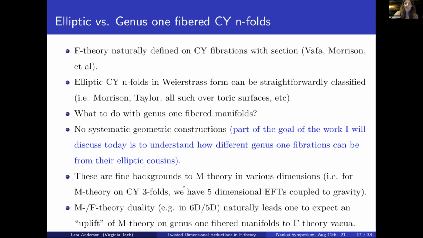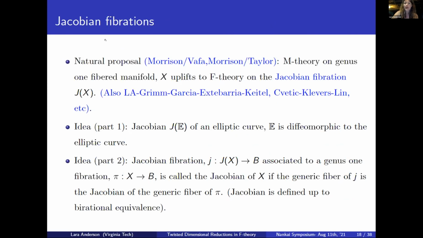And recent work in the last 6 or so years has shed some light on how to think about that. So the proposal that was started by Morrison and Taylor and also mentioned in a less developed form by Morrison and Vafa is that M theory on a genus 1 fibered manifold should uplift to F theory on its so-called Jacobian fibration. The idea is that any given genus 1 fibered manifold has a cousin which admits a section. So how does that work? The Jacobian is associated to a genus 1 fibration in which you basically perform surgery on the manifold to replace the generic genus 1 fiber with its Jacobian point by point over each point in the base.